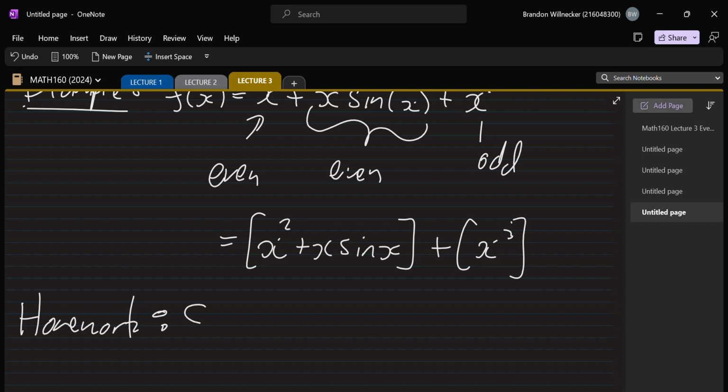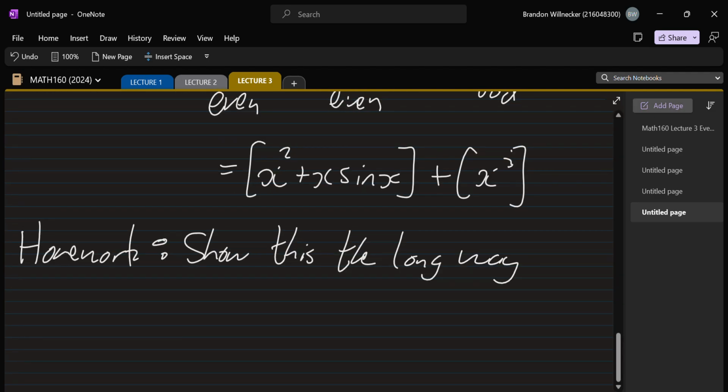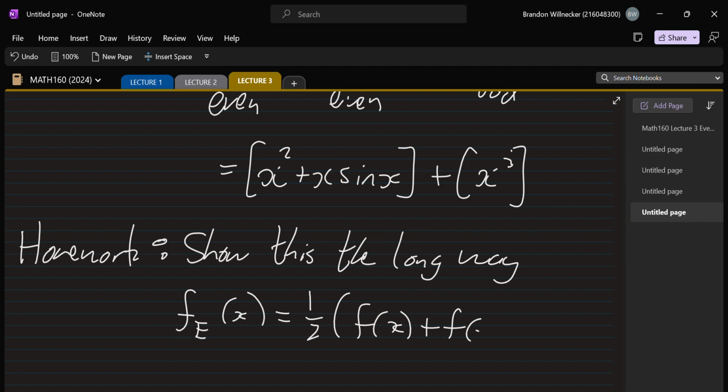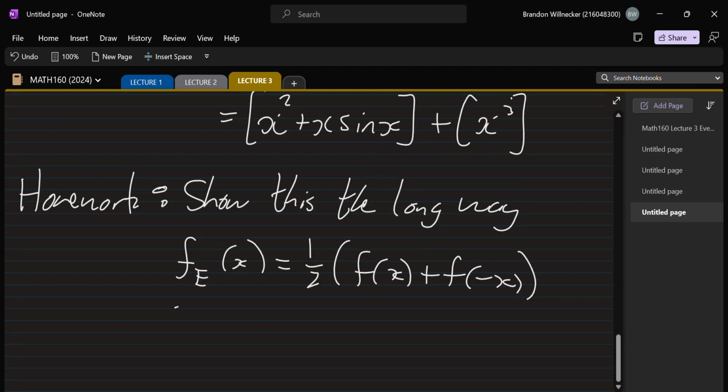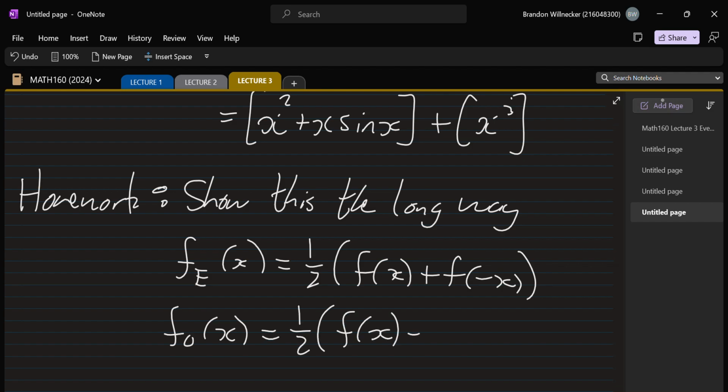Okay, homework, show this the long way. In other words, calculate f even, that's 1/2 f of x plus f of minus x, f odd, 1/2 f of x minus f of minus x. And you should get, for f even, the first bracket. For f odd, you should get the second bracket. So try it out the long way. You should get the same answer.